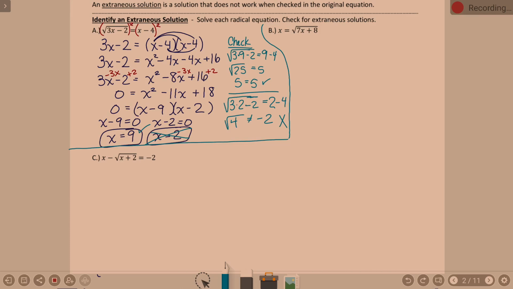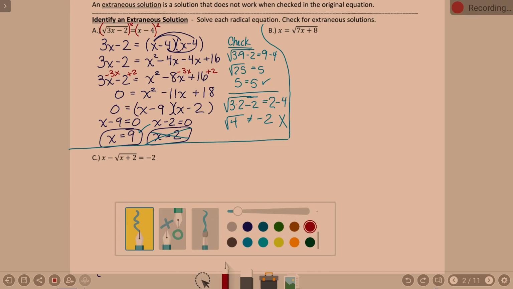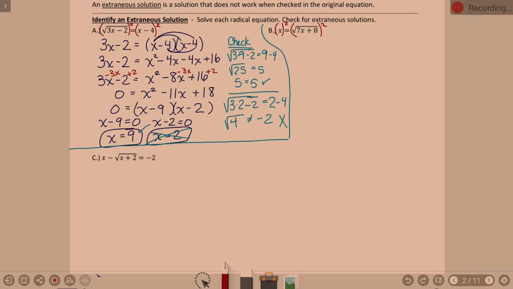Okay, guys. What are you thinking on B? The square root's already by itself, isn't it? So jump right in and square. What is x when you square it? What is that square root when you square it? 7x plus 8. What's right underneath there? Okay. That was easy. Now what?